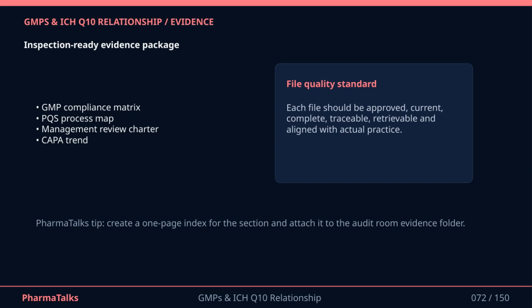When it comes to file quality standards, each document needs to be approved, up-to-date, complete, traceable, easily retrievable, and fully aligned with what's actually practiced on the ground. This ensures transparency and readiness during inspections. A helpful practical tip is to create a one-page index for each section of your evidence and attach it to the audit room evidence folder, making navigation straightforward for auditors. This thoughtful organization supports demonstrating a strong, integrated quality system in line with both GMP and ICH Q10 expectations.